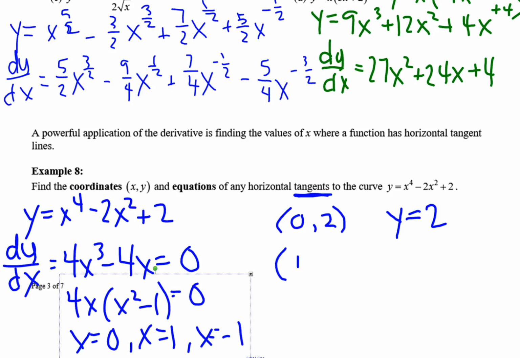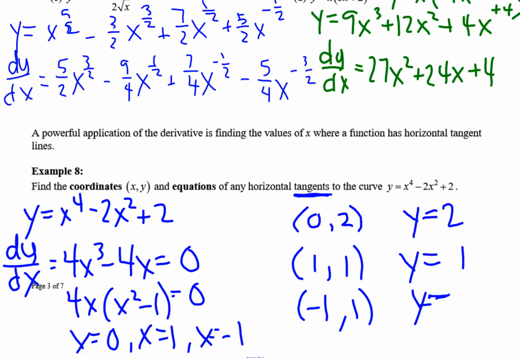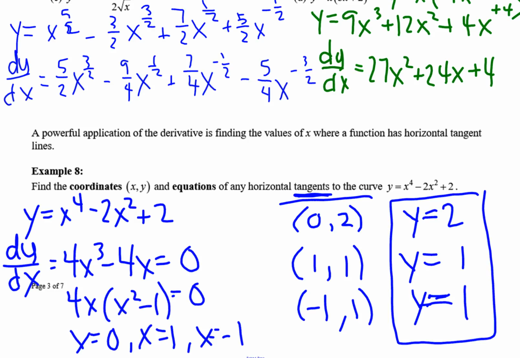If you plug in 1, you get 1. That would be a horizontal line at y equals 1. Okay, and if you plug in negative 1, you also get 1. So we have y equals 1. So those are the horizontal tangent line equations, and these are the coordinates where we have horizontal tangents.